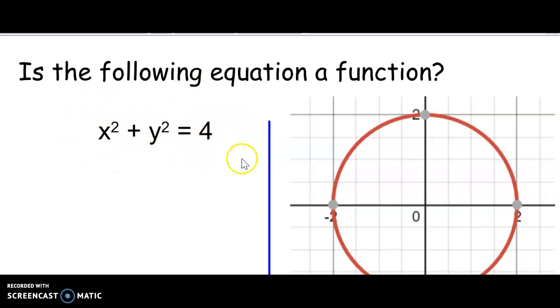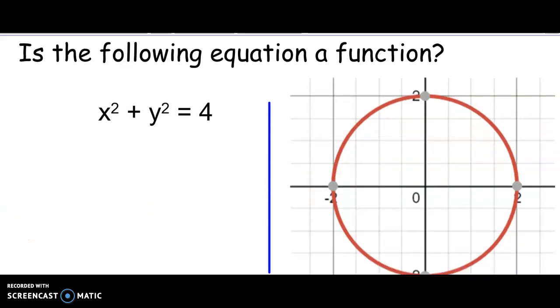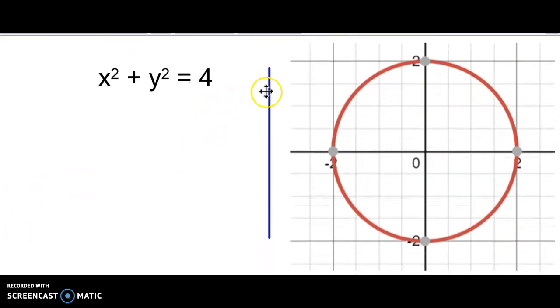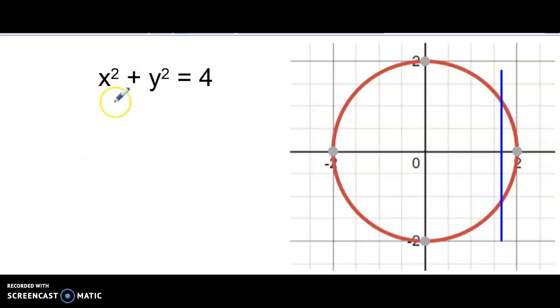If you go to Desmos and type it in, you've got a picture of what this one looks like. And what you can do is you can use your vertical line test. For a vertical line, if it ever crosses your graph in more than one place, then no, this one is not a function. If it only crosses at one place, then it is a function.